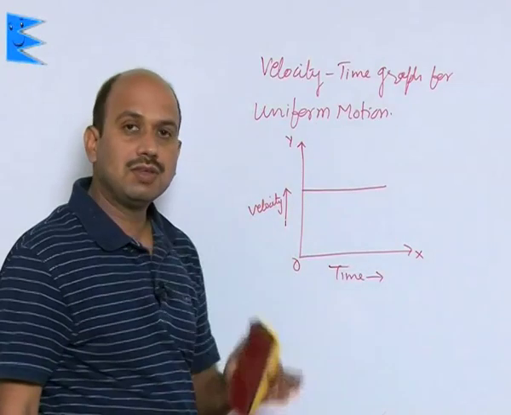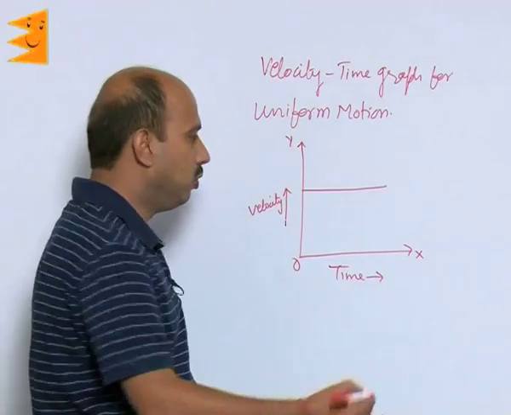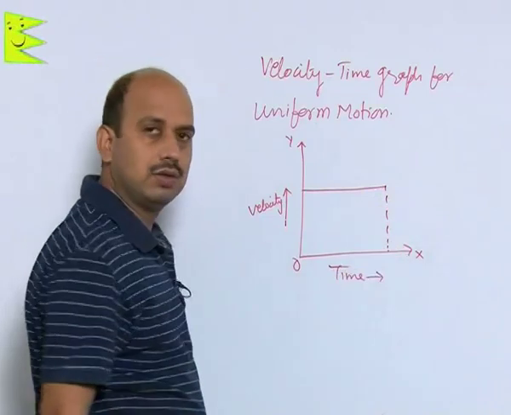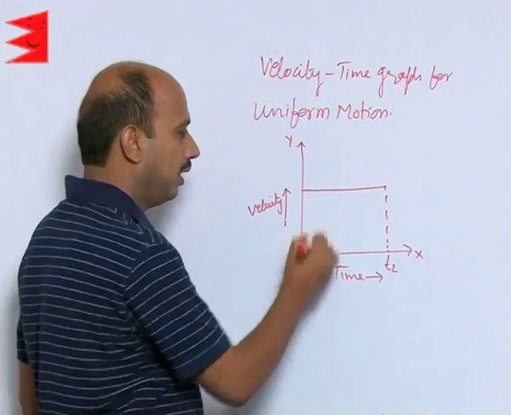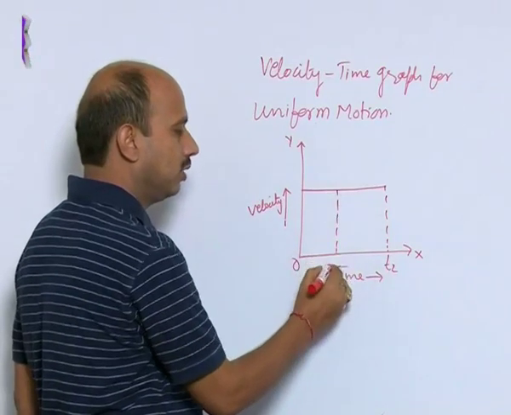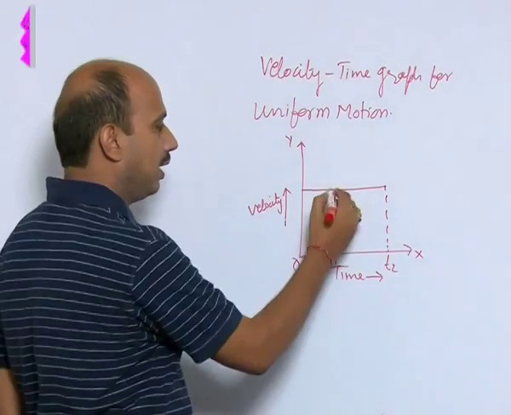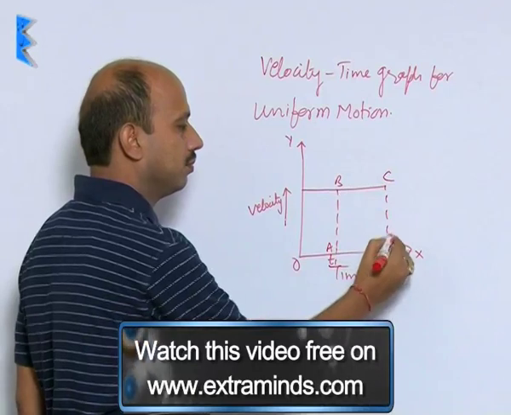Now, from this graph you can calculate distance travelled by the body. Suppose you want to calculate distance travelled, so we can take this point, this is suppose t2, and we can take any point here, that time we can take it is t1. We can give this A, B, C and T.